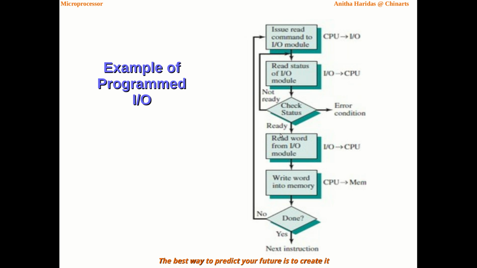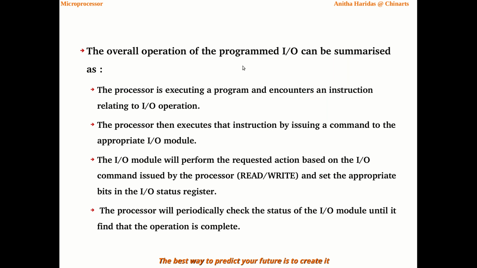Now, if I want to have the operation of programmed input output, these are the different steps done here. The processor is executing a program. What do you mean by this program? Some assembly program. You have written a program for adding two numbers in the 8085 instruction set, or you have written a program for adding two numbers in the 8086 instruction set. That is what you call this program.